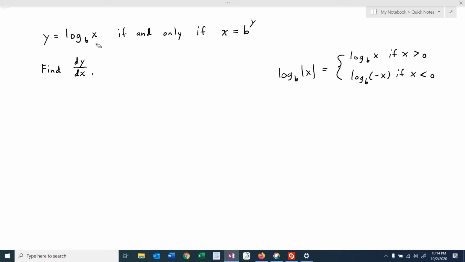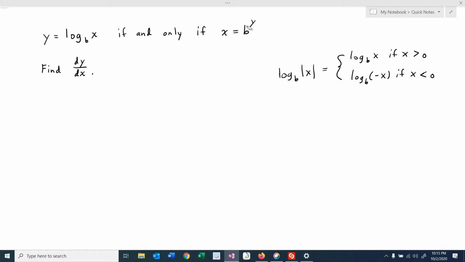And you may remember how to do this. What we're going to do is switch the input and the output. So we're going to switch the x and the y. But when we do that, we have to work with its inverse function. And of course, the inverse function of a logarithmic function is an exponential function with the same base as the logarithmic function, and so in this case, base b. And so you can see that y equal to log base b of x is the same as saying b to the y is equal to x.